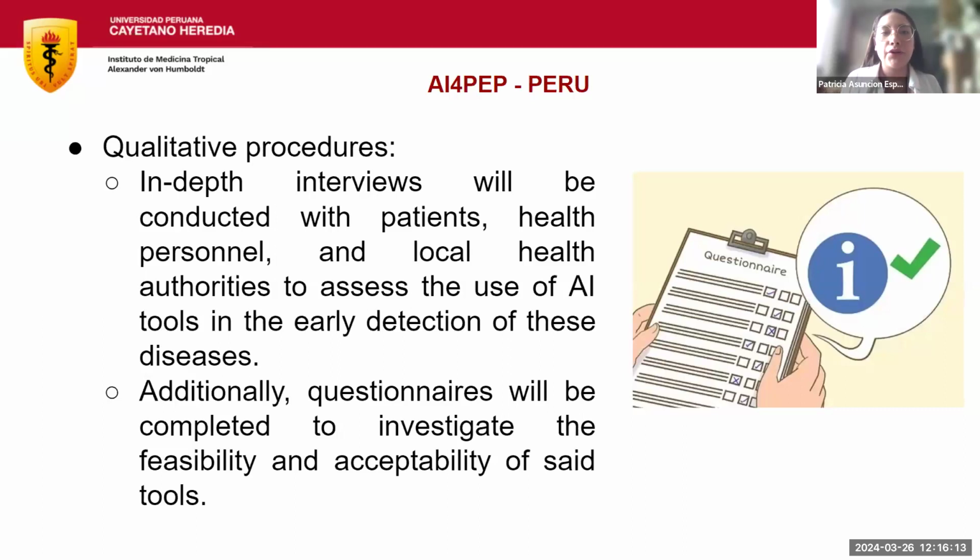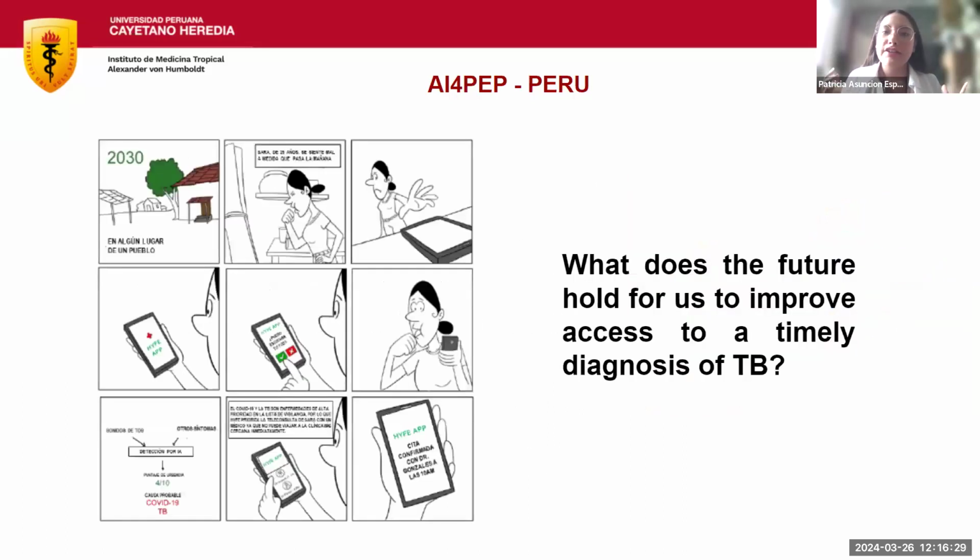This is just the final procedure about quality, which is very important for the implementation of AI tools in our context. So the final user's perspective is expected to help implement and analyze the feasibility and acceptability of the tools.